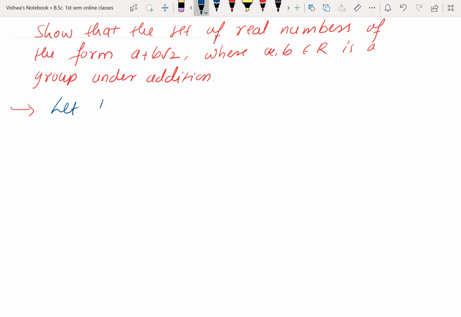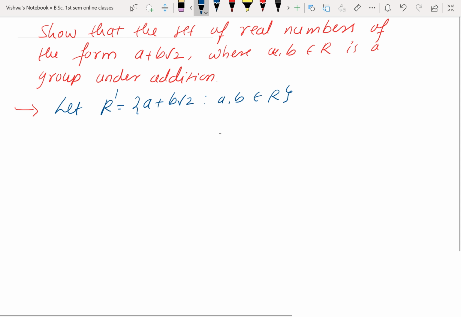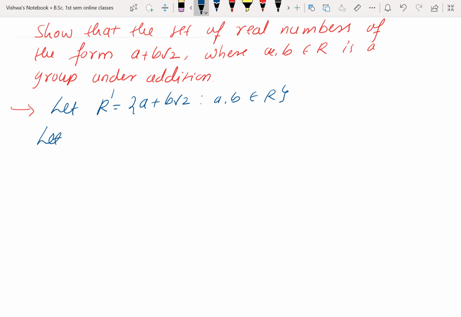Let r is equal to a plus b root 2 such that a, b belongs to the set of real numbers. So here let us consider this as r dash. R dash equal to a plus b root 2 where a and b are the real numbers. Now let us consider, let x equal to a1 plus b1 root 2, y is equal to a2 plus b2 root 2, z is equal to a3 plus b3 root 2.